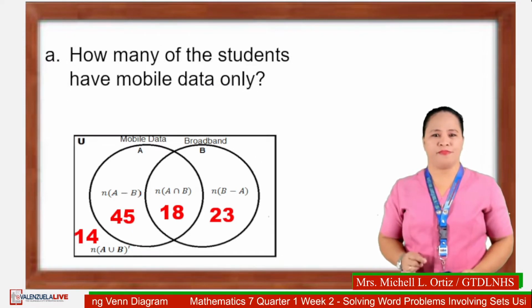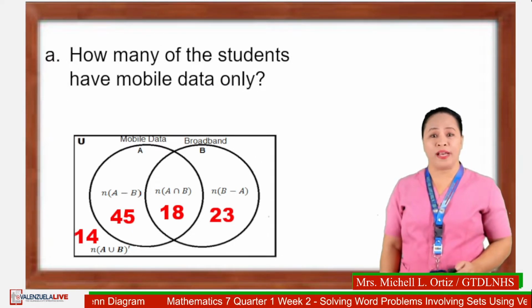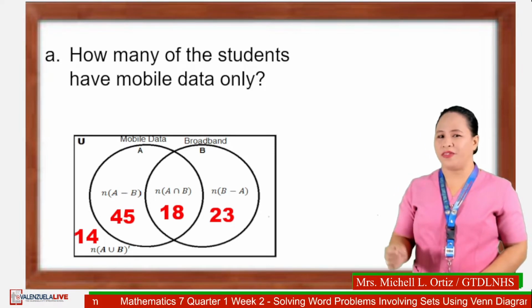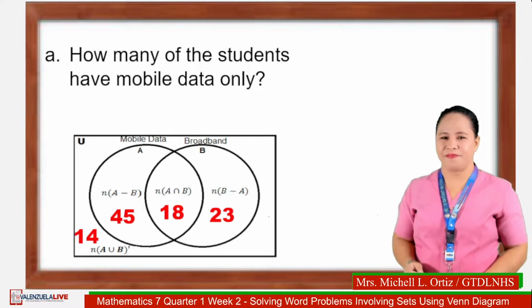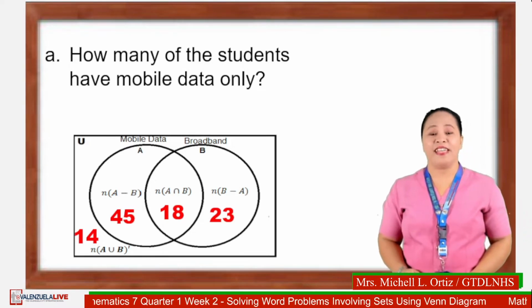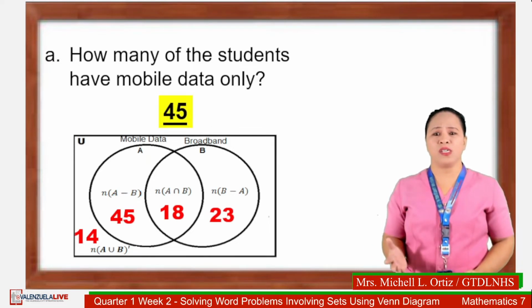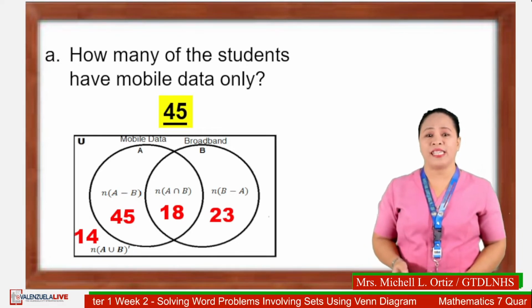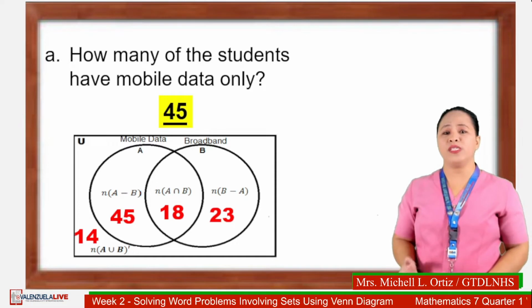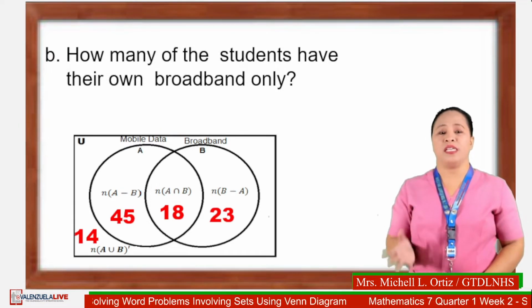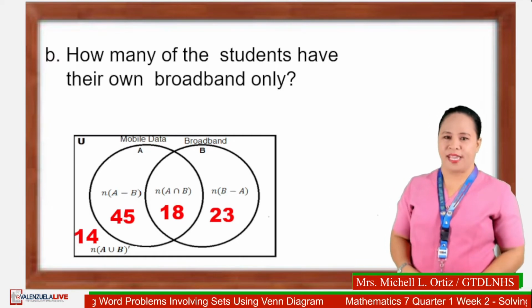First question, how many of the students have mobile data only? Based on our Venn diagram, what do you think is the answer? Okay, the answer is 45. Those students who are using the mobile data only, meaning you're going to eliminate all the students who are using the broadband. Next question.